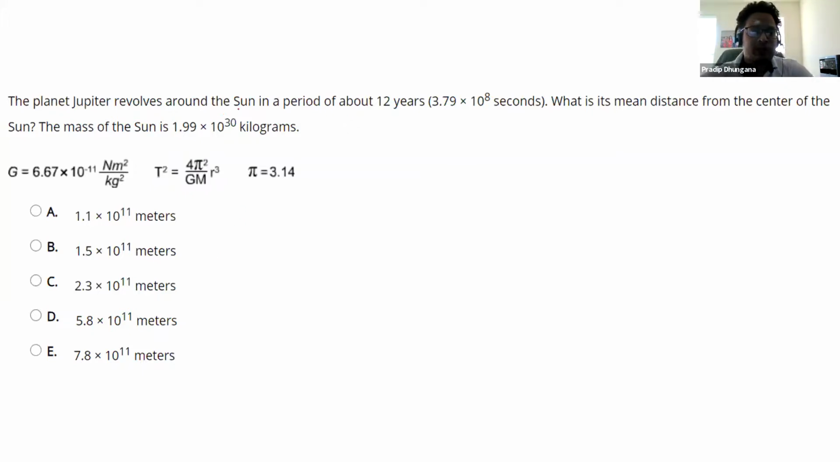A planet Jupiter revolves around the sun in a period of 12 years, that is 3.79 times 10 to the power 8 seconds, T. What is the mean distance? Mean distance is R, from the center of the sun. The mass of the sun is capital M, 1.99 times 10 to the power 30 kilograms. And then we do have some of the information provided, value of capital G, that is the universal gravitational constant. And the formula we do have here, T square is 4 pi square over GM times R cube, and pi is a constant.